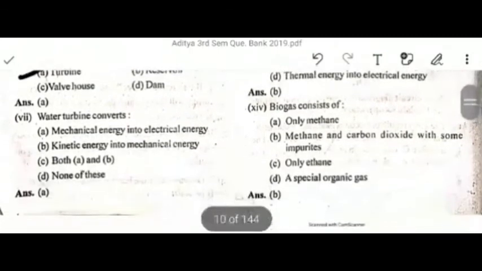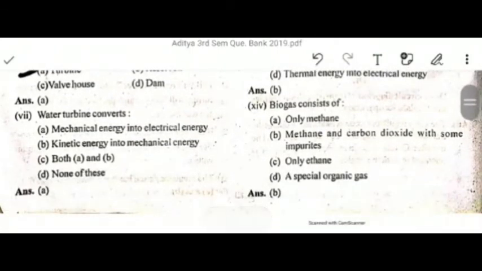Water turbine converts, here the answer is wrong. Here the answer should be kinetic energy into mechanical energy. Water turbine converts the flow of water, kinetic energy, into mechanical energy, but an alternator or generator converts mechanical energy into electrical energy. Option B will be the correct answer. Here answer A is wrong. Option B will be the correct answer.